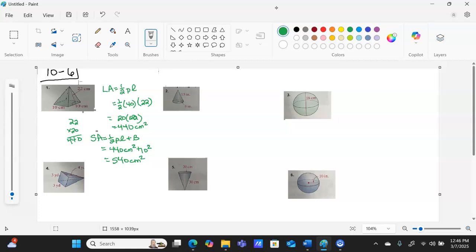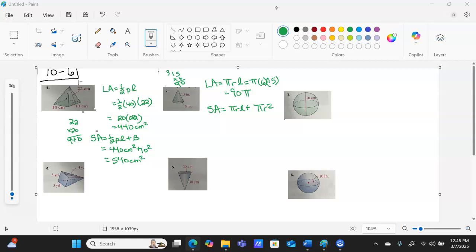And so moving on to number two, it's a cone. And I told you you could leave the pi in on this one. So my lateral is pi RL. So pi times 6 times 15. 30, carry the 3, it's 90. So I get 90 pi here. And then my total surface area is pi RL plus pi R squared.